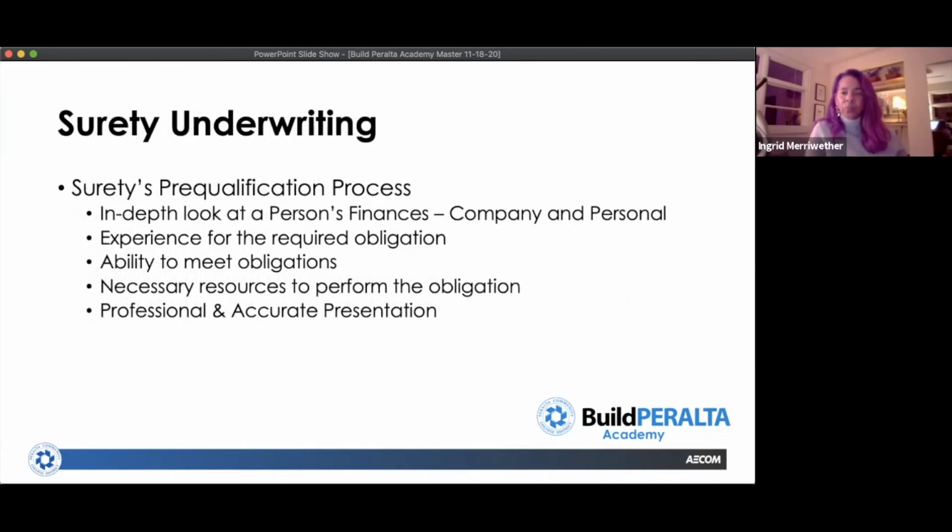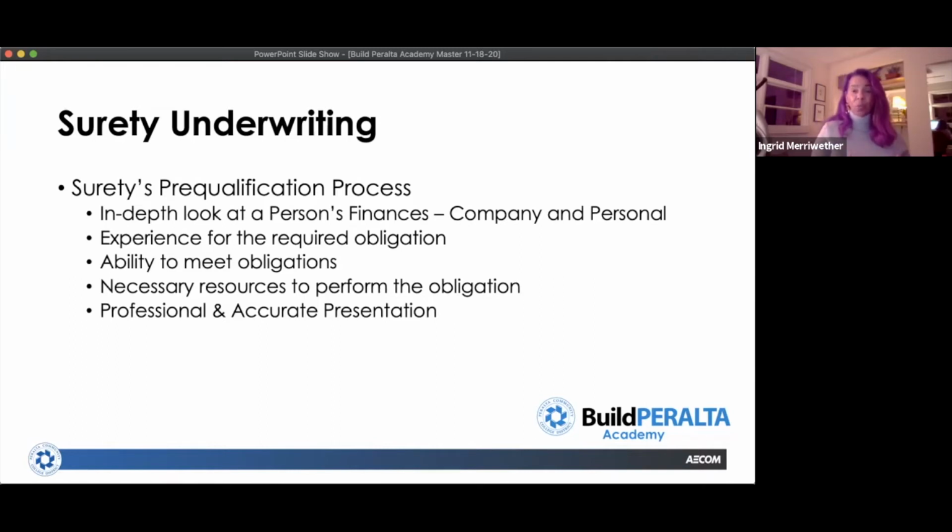Okay, so giving you a sense of what the underwriting process is like, it's very similar to pre-qualifying with prime contractors. You'll notice a lot of commonality between what a prime contractor focuses on in their pre-qualification process and bond underwriting. They're going to take an in-depth look at your finances, both company and personal. As I said before, they're trying to determine two things. Do you have the financial wherewithal to fund the project, because you have to pay for project expenses before you receive progress payments?